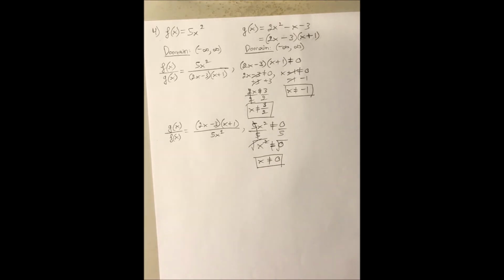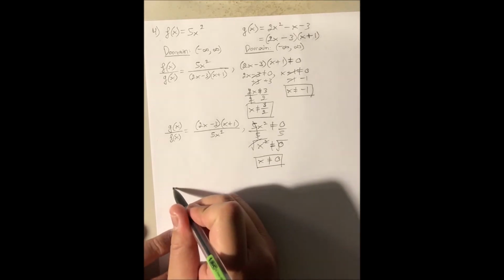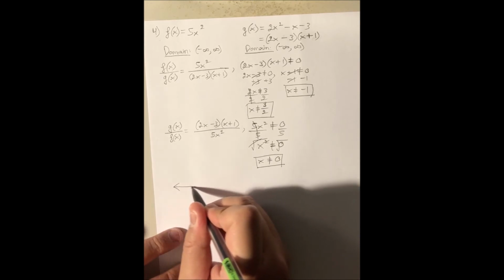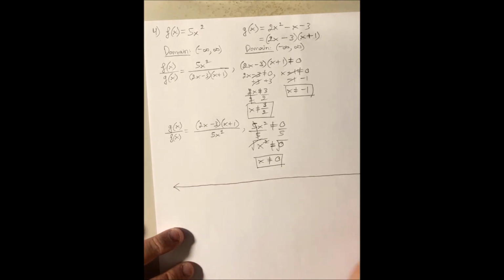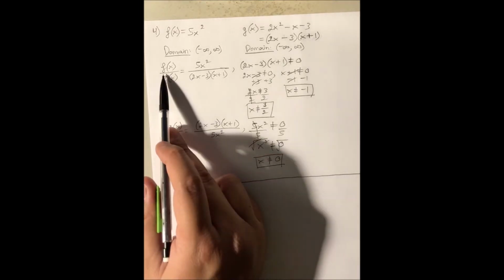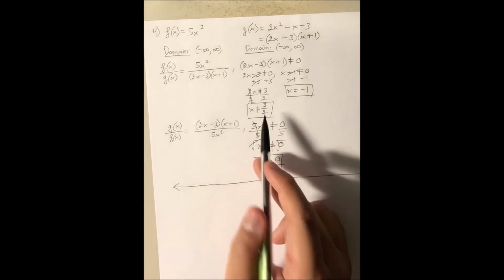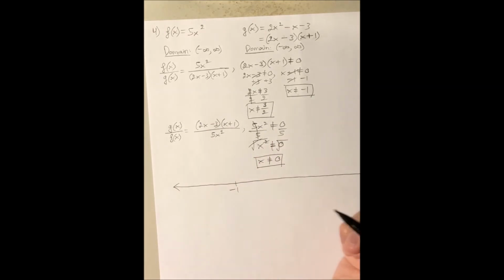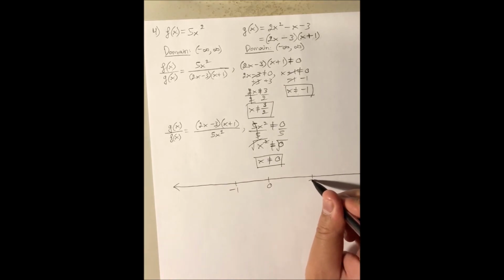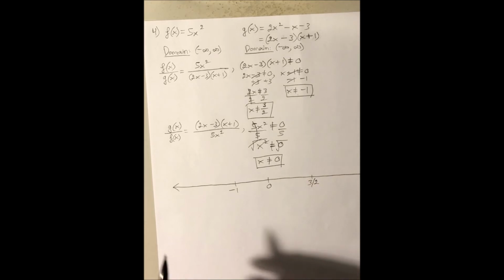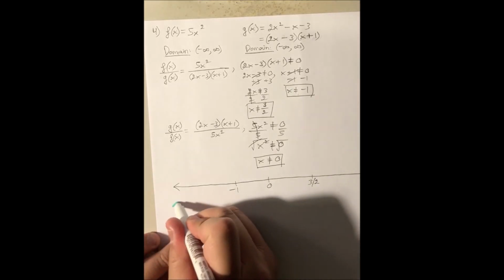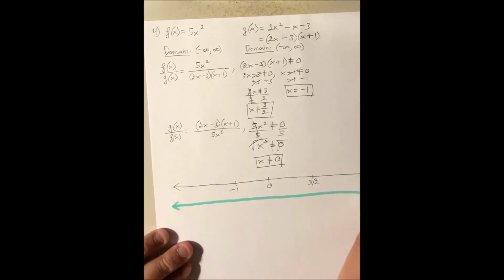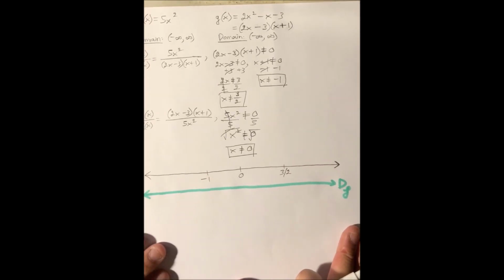Now let's go ahead and graph the domain of both of these on the number line. So we have the number line here. And let's see, for f over g, well, we got negative 1 and 3/2, so maybe negative 1 here. And I'm going to put 0 right here. And maybe I'm going to say 3/2 is over here. So the domain of the function f is the same as the domain of the function g, which is all real numbers. So it's just a solid line like that.